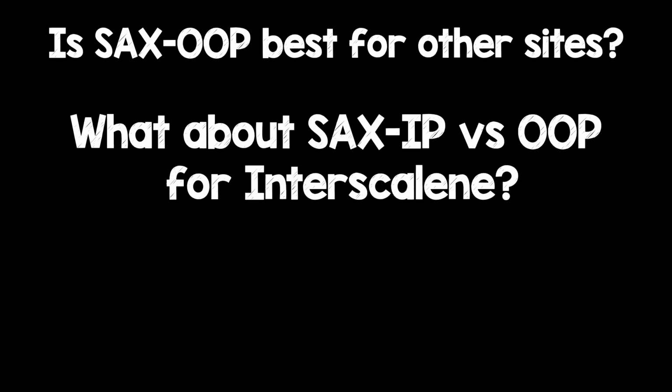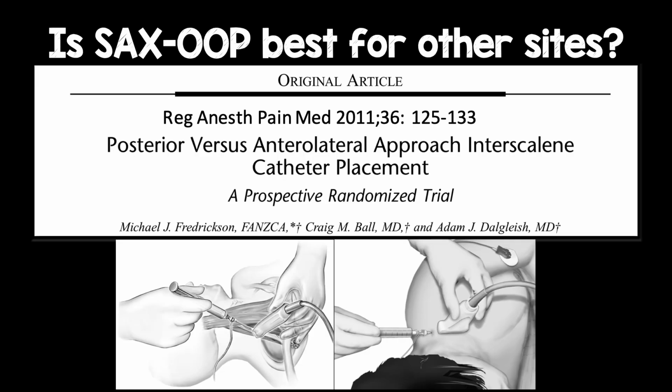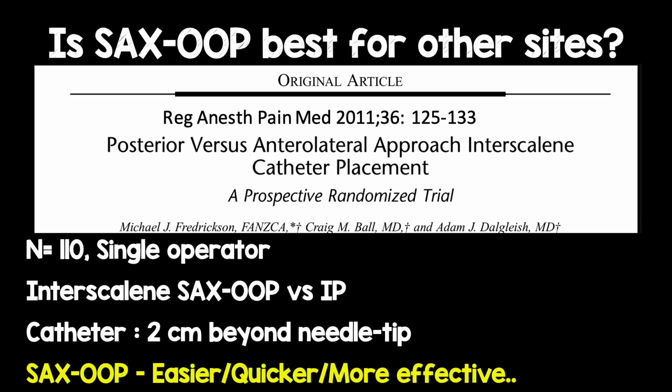So is short axis out of plane best for other sites? What about short axis in plane versus short axis out of plane for interscalene? Well, here's a study looking at posterior versus an anterolateral approach for interscalene catheter placement, again by Friedrichsen. They took 110 patients, all by a single operator, and they compared interscalene brachial plexus catheters sited via short axis out of plane versus in plane, and in all cases, the catheter was placed 2 centimeters beyond the needle tip. What they found from this study was short axis out of plane was easier to perform, quicker to perform, and more effective. And it kind of makes sense, doesn't it?